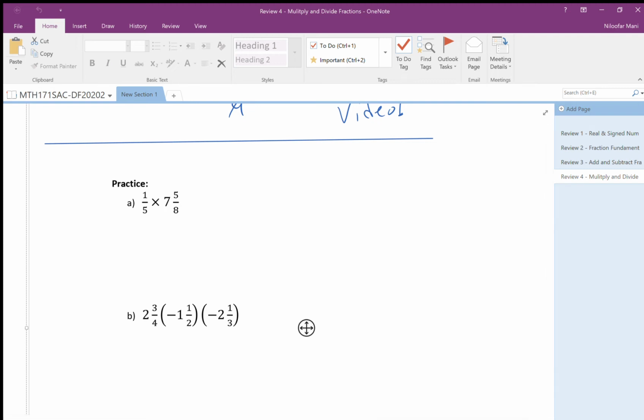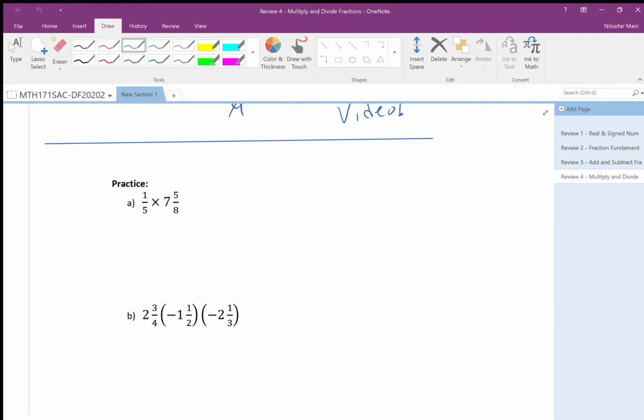I continue on the lesson review. So for multiplication of fractions, we don't need a common denominator. All we have to do is go from mixed fractions to improper fractions, and then we multiply top, multiply bottom, simplify if we can, and then we continue.